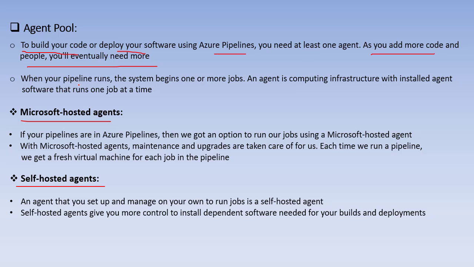So when your pipeline runs, the system begins one or more jobs. An agent is a computing infrastructure with installed agent software that runs one job at a time. So basically an agent is a compute infrastructure, it's a VM as I said, and all the necessary binaries will be installed on top of it.